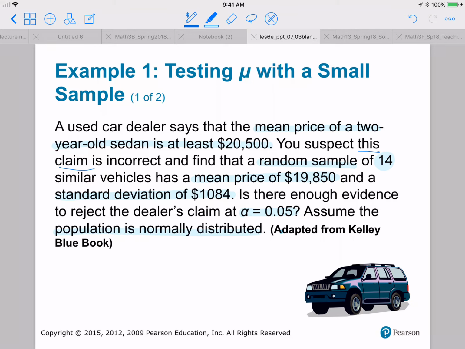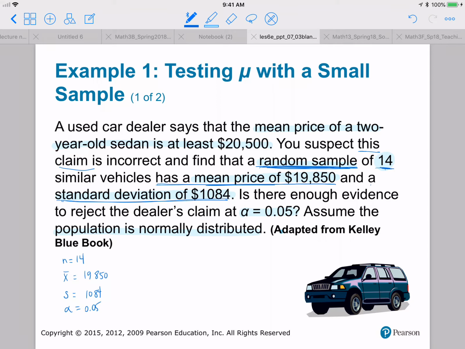So what we're given here is that n equals 14, because we have a random sample of 14 similar vehicles. The random sample has a mean price of $19,850, so that means X bar is $19,850, and a standard deviation of 1084. So that means S is equal to 1084. We're also told that alpha is equal to 0.05.